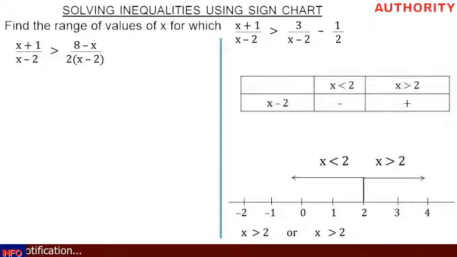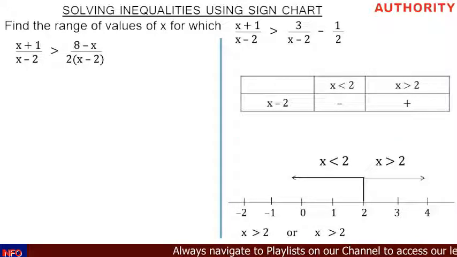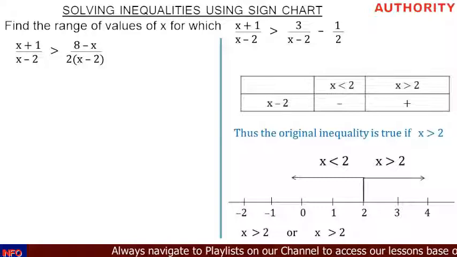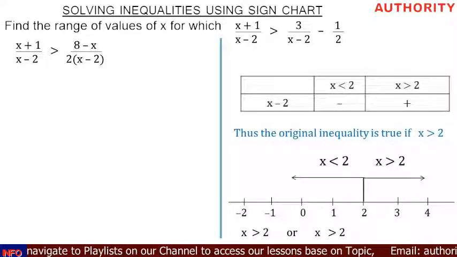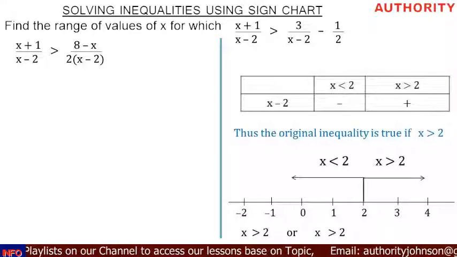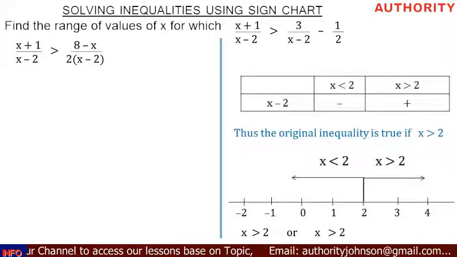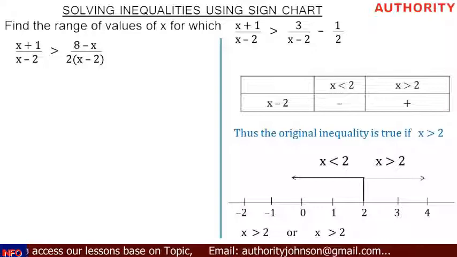Now let's look at our question. We are having greater than, so that means we're going to look for positive. So the range of values that satisfies this inequality is x greater than 2. So the conclusion, we're going to say, thus the original inequality is true if x is greater than 2.